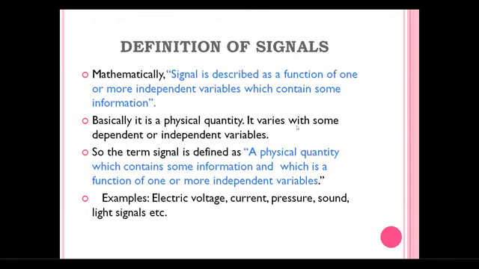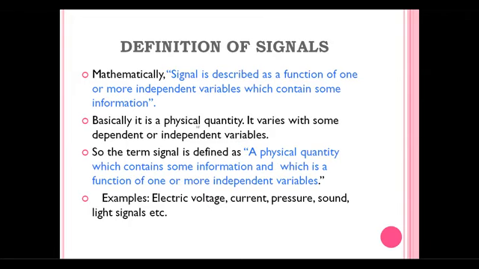So the signal is said to be a function, and that function can vary with respect to a single variable or two or three independent variables. In our electronics and communication field, we normally use electric voltage, electric current, pressure, sound, and light signals. These signals vary with respect to the single variable time. Sometimes, for example an image signal varies with respect to more than two independent variables.